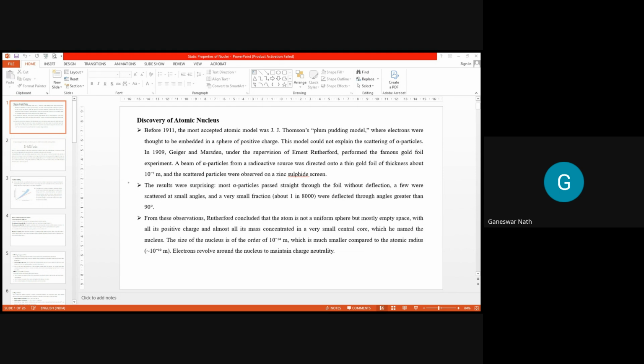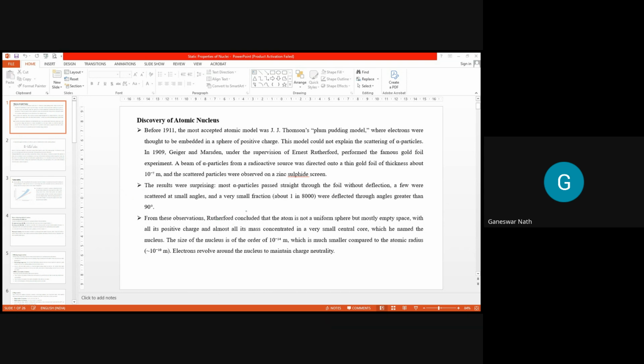After that, in 1909, George Marsden, under the supervision of Ernst Rutherford, performed the famous gold foil experiment, and he found that some of the alpha particles get recoiled back from the center of the atom, where there is a heavy positive charge, because the alpha particle is a positively charged particle, and it gets repelled back. So he located that something inside the center of the atom, which is nothing but the nucleus.